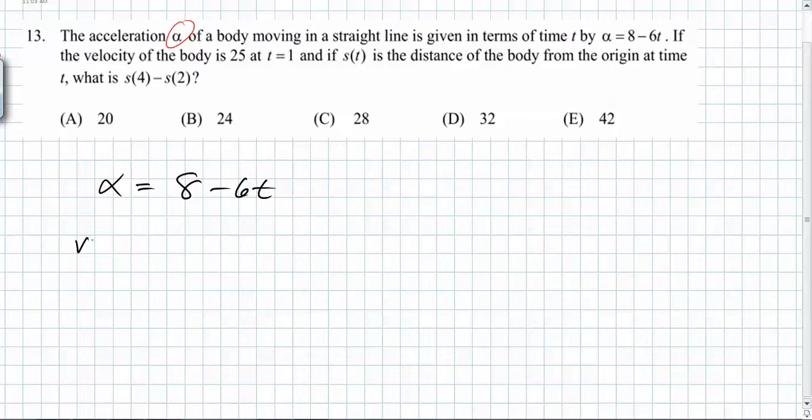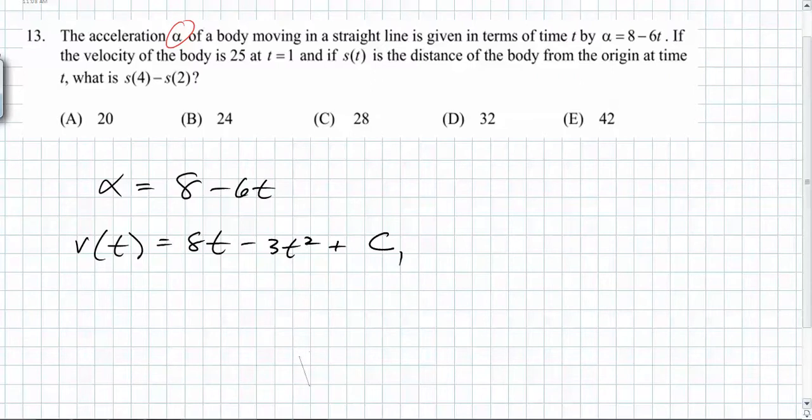So therefore, what's our velocity in terms of t going to be? 8t minus 3t squared plus, sorry, I'm writing 2 for some reason. I don't know. Sorry, it's been a while. Yeah, because you have to take the antiderivative, right? Plus constant c1, right? Now, the thing is, you need to know what that constant is.